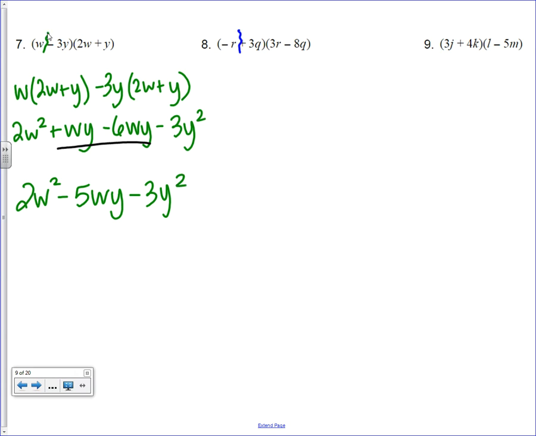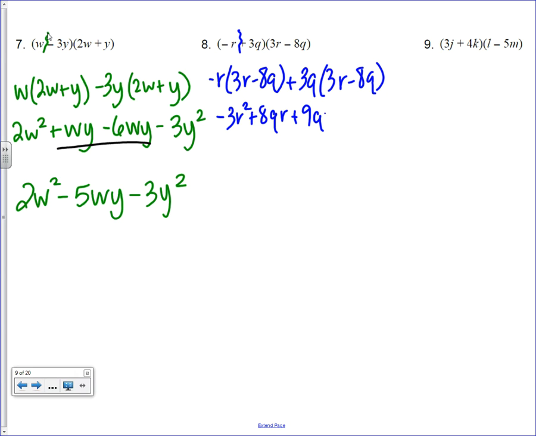Cut this guy in half. I have negative r times 3r minus 8q, and I have plus 3q times 3r minus 8q. Distribute, this will give me negative 3r squared plus 8qr plus 9qr minus 24q squared. Middle two terms go together, and that'll give me a 17, and that's qr for that middle term.